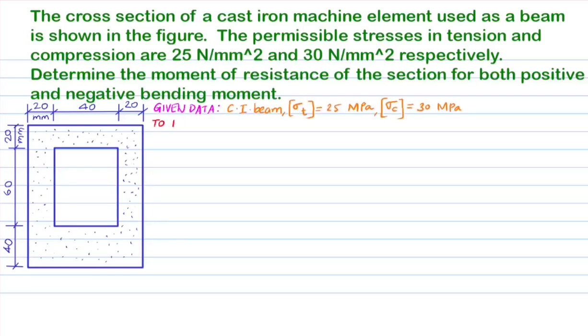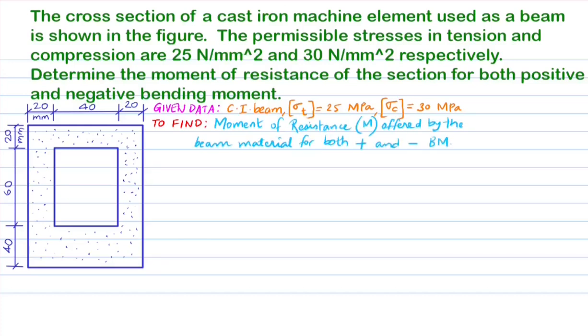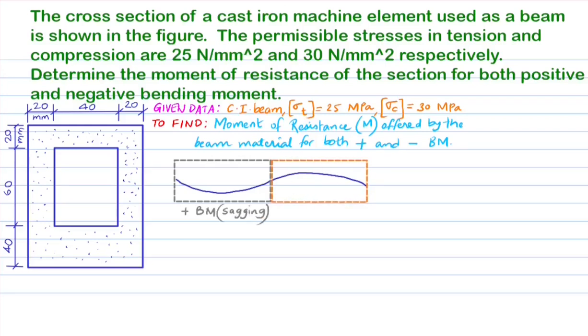It is required to calculate the moment of resistance offered by the cast iron beam for both the positive bending moment, that is of sagging type, and the negative bending moment, that is of hogging type. Let us draw a portion of the beam which may be either cantilever type or simply supported type, which is not a bit of a concern here. But let us include both the sagging and hogging bending moments along the same beam for different parts of the length.